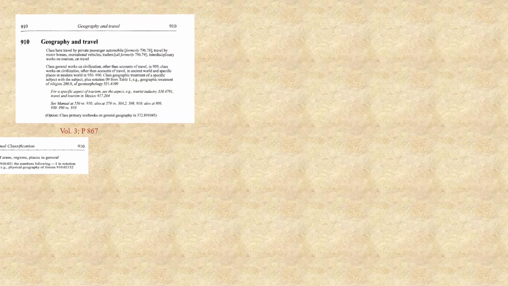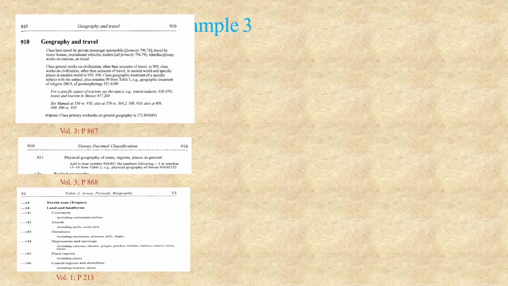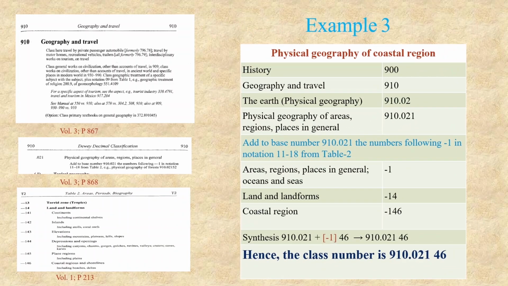Now, there is another example for the learners, that is physical geography of coastal regions. We have to prepare the class number as per the DDC 23rd edition. First we will identify the key elements. The subject is physical geography, which falls under class 910, that is geography and travel. Then the specific focus: what is the specific focus? That is coastal region.